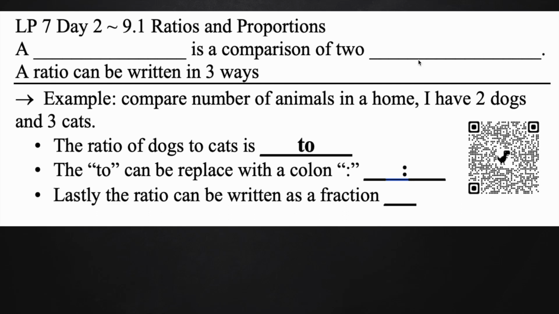In this video, we're going to start looking at ratios. So let's go ahead and go over the definition. A ratio is a comparison of two numbers. A ratio can be written in three ways.